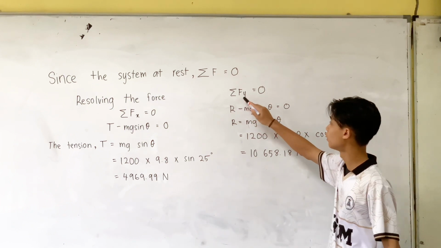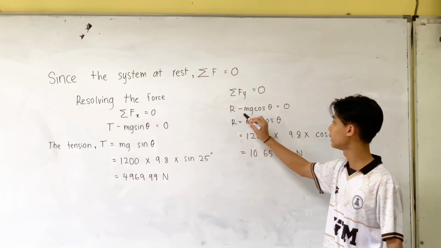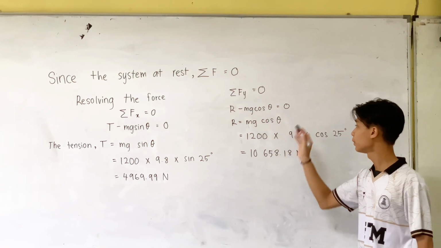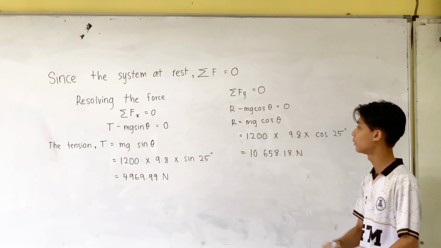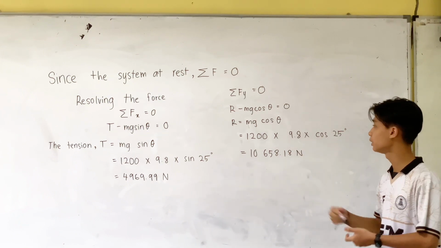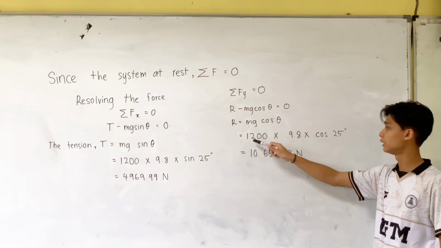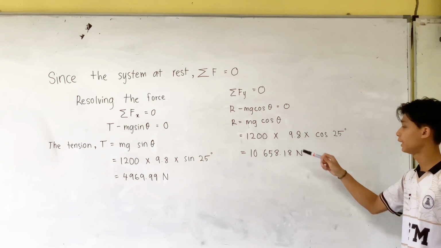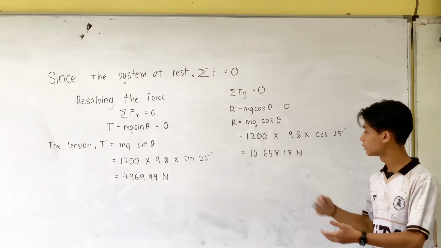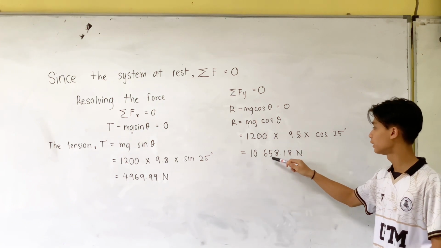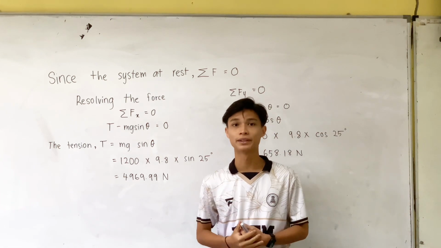Next, we want to find the force that the plane exerts on the car. We know that the summation of Fy also equals 0, and the formula is the summation of Fy equals R minus mg cos theta equals 0. From this equation, we get a new equation, which is R equals mg cos theta. We also substitute the values of m, g, and cos theta into this equation, which is 1200 kilograms of mass, 9.8 gravity, and cos 25. So we got the answer for this question, which is 10,658.18 Newtons. That's the answer to our problem statement.